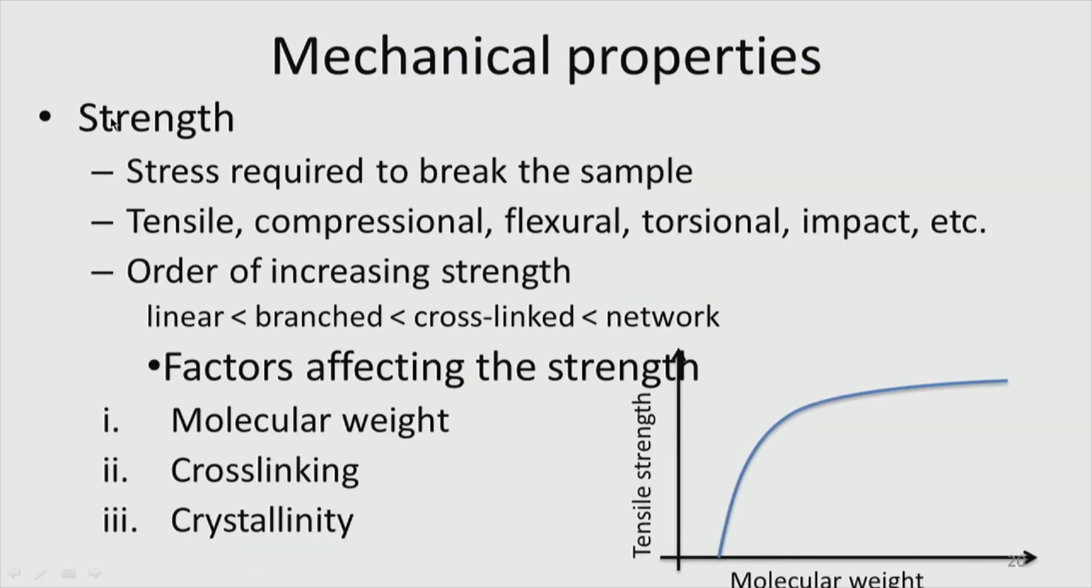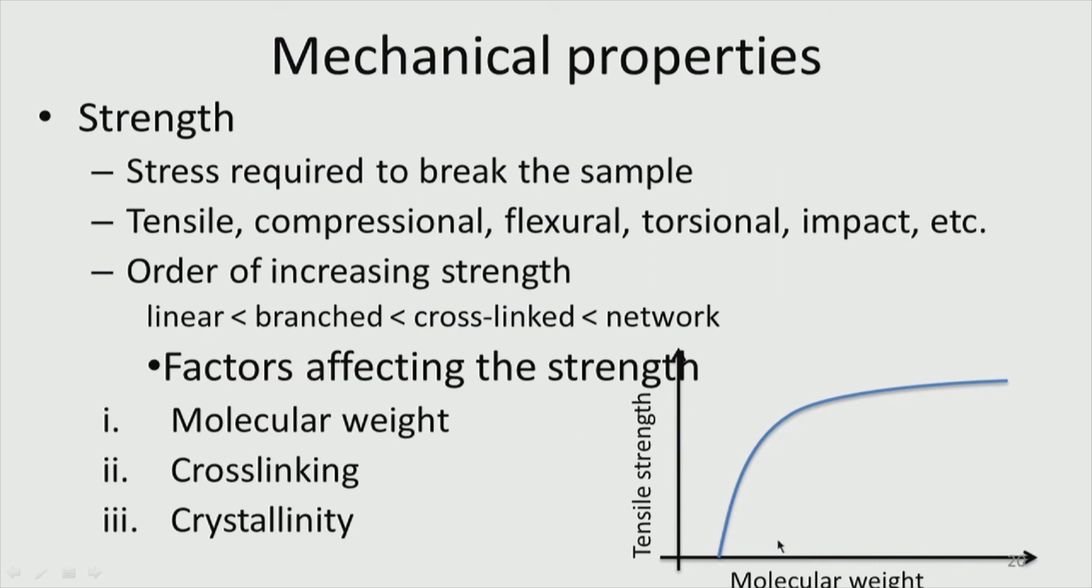Mechanical properties: we have the strength, the stress required to break the sample. We studied a long time back tensile, compression, flexural, torsional, impact. When you have linear, lower than branched, cross-linked network, when you cross-link, they will have higher strength. When there is a network, they will have much higher mechanical properties. So what are the factors which affect strength? The molecular weight. Cross-linking: if they are very highly cross-linked, they are going to be very strong and tough. Crystallinity: if they are crystalline, then you have better mechanical properties as against very amorphous.